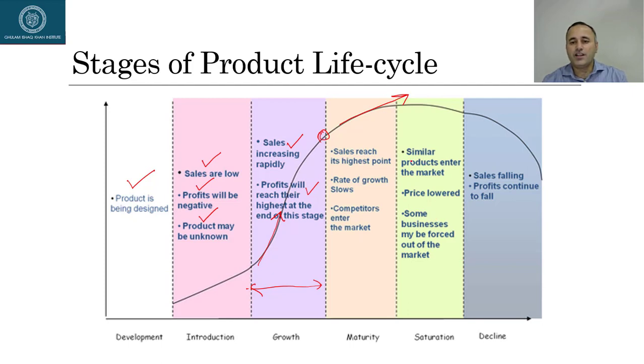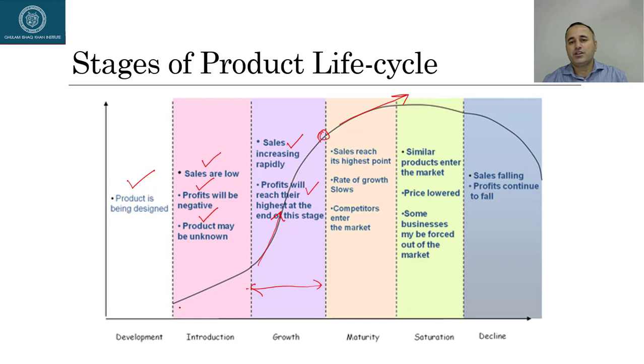In the saturation stage, similar products enter the market, prices go lower because of the competition, and some businesses may be forced out of the market. Beyond a certain point, they cannot compete, and they're forced out. Then sales fall and profits continue to fall in the decline stage.